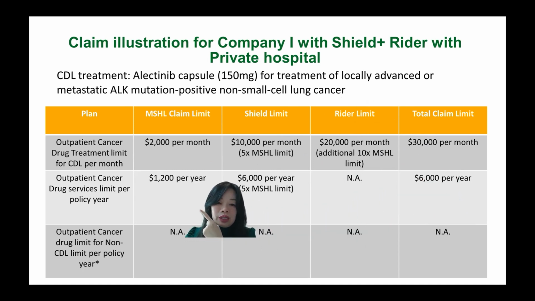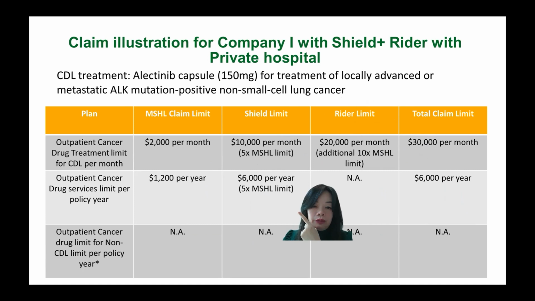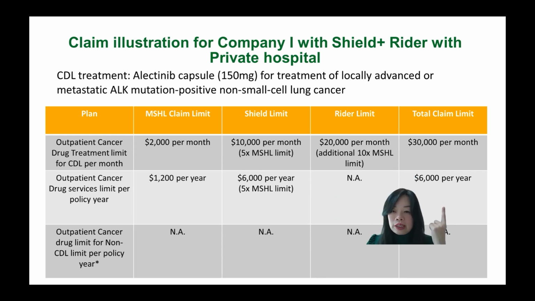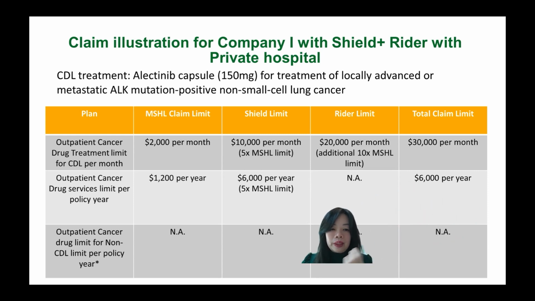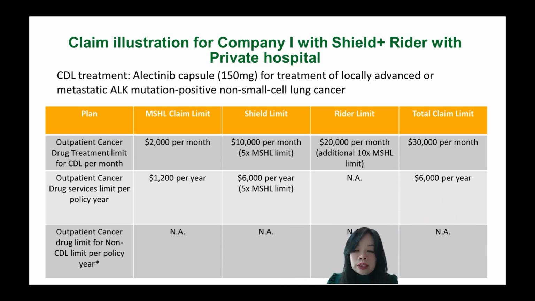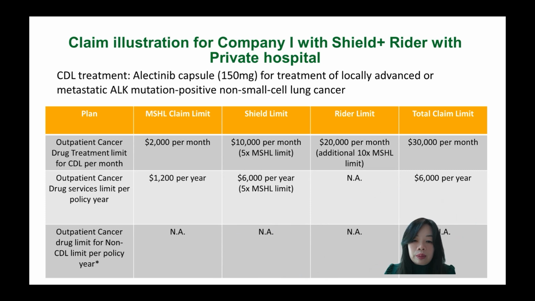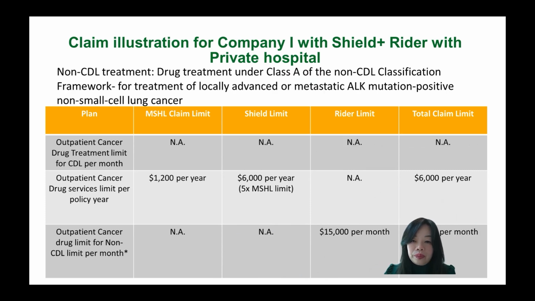Same thing for services, $1,200 per year. If you have the Shield, it will be 5 times the Medishield Life limit. The rider doesn't apply. Total is just $6,000 per year for the cancer drug services limit. Not applicable for non-CDL, since we are talking about a medicine that's under the CDL.